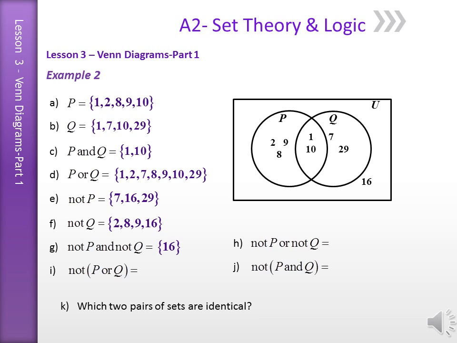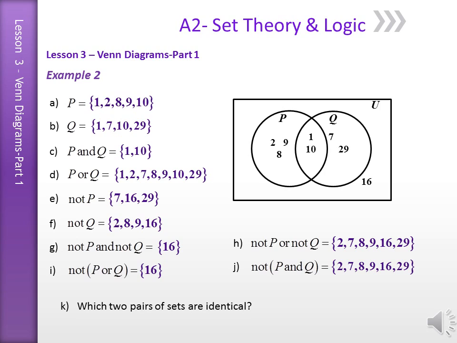For H, not in P or not in Q. So this would include everything but the overlap. So this would be the 2, 7, 8, 9, 16, and 29. For I, not P or Q, would just be the element 16. And for J, not bracket P and Q, would be 2, 7, 8, 9, 16, and 29.